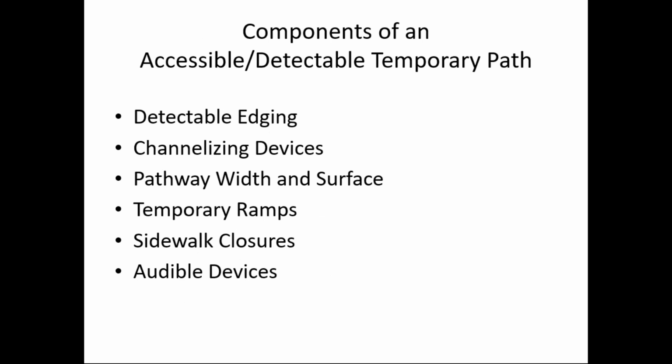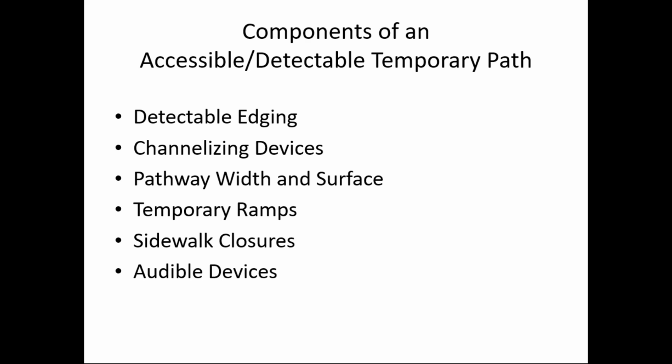So in my mind, these are the components of an accessible, detectable temporary path. And over what's left today and next time, we will talk about these in more detail. There should be detectable edging. If the path changes or deviates, the pedestrian should be able to detect the edge. We need channelizing devices to channelize the pedestrian.